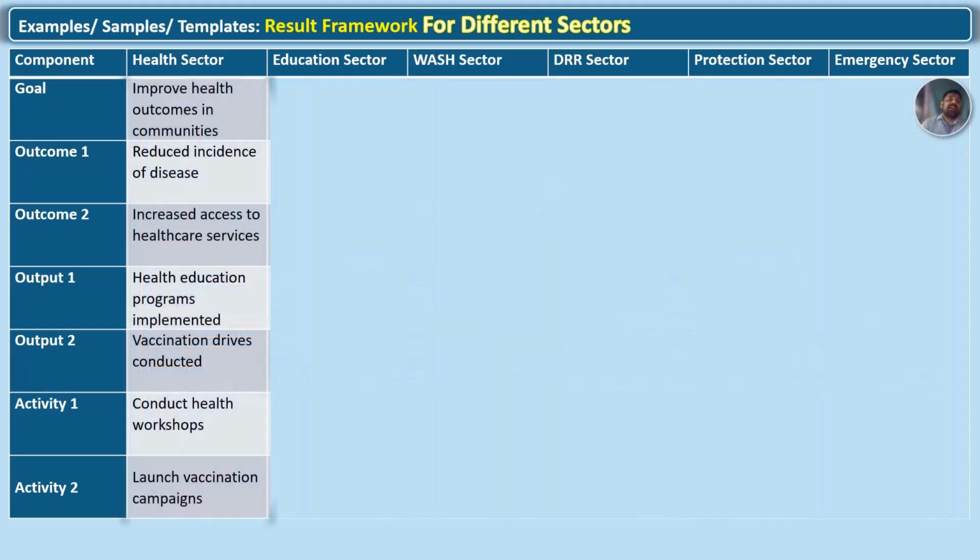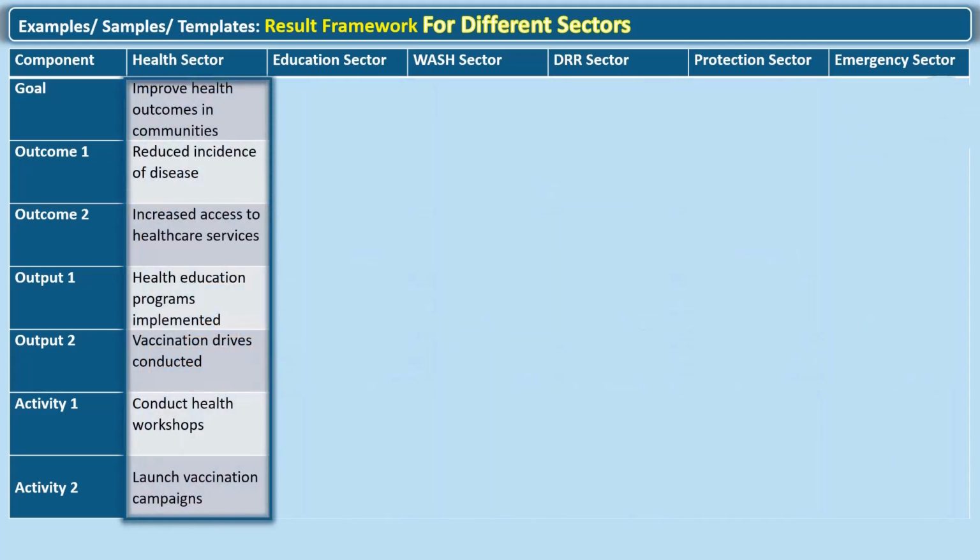Here is an example of a health sector result framework. You can see here the goal: improve health outcomes in communities. Outcome 1 is reduce incidence of disease, increased access to healthcare services. These are the different outputs and these are the different activities. This is just an example of a health sector result framework. You can pause the video and read them in detail. I'm just showing you examples.